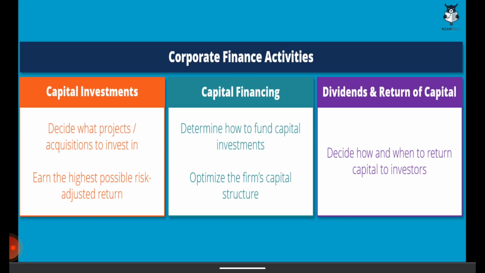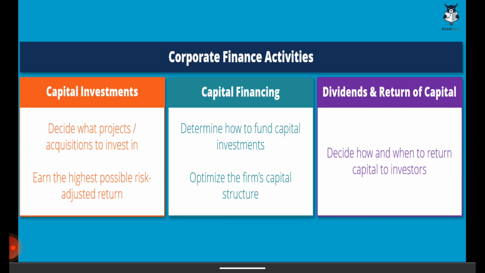So remember that corporate finance activities in a business are headed by a chief financial officer or CFO, and it has three basic functions. Number one is capital investment or investment function. Number two is capital financing or financing function. And number three, dividend and return on capital. That is how the dividend and returns are to be paid back to the shareholders. So we will discuss each of these in part.